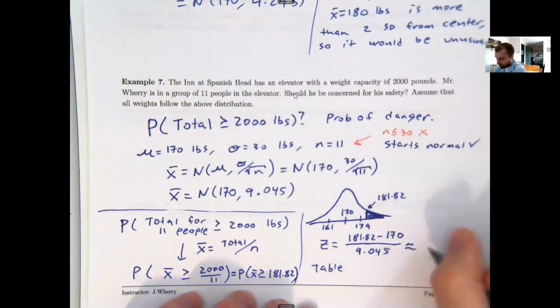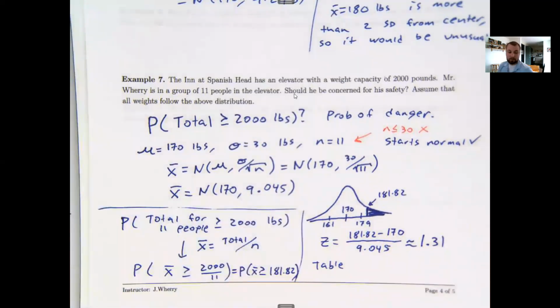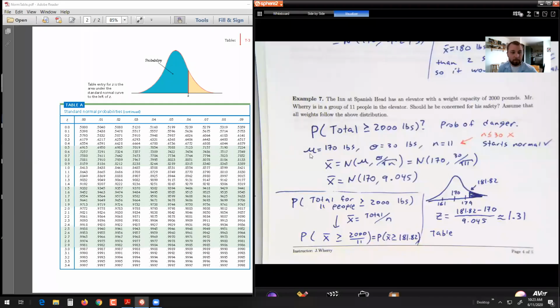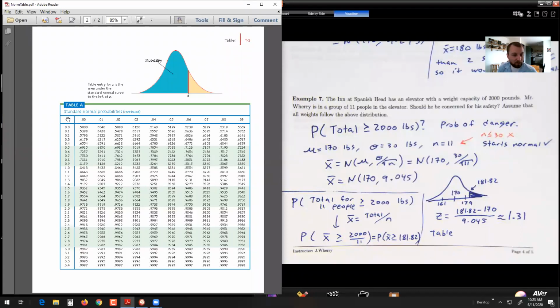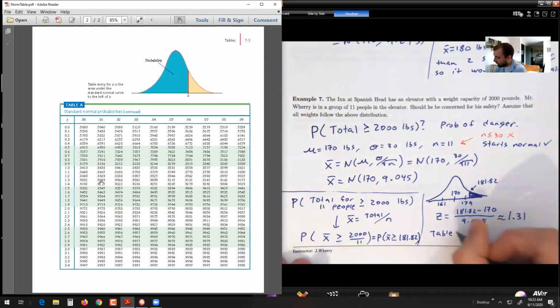And I get a z-score of about 1.31 or so. So I'm going to consult my table. I'm going to go to where the 1.3 row meets the 1 column, and I see a table value of 0.9049.